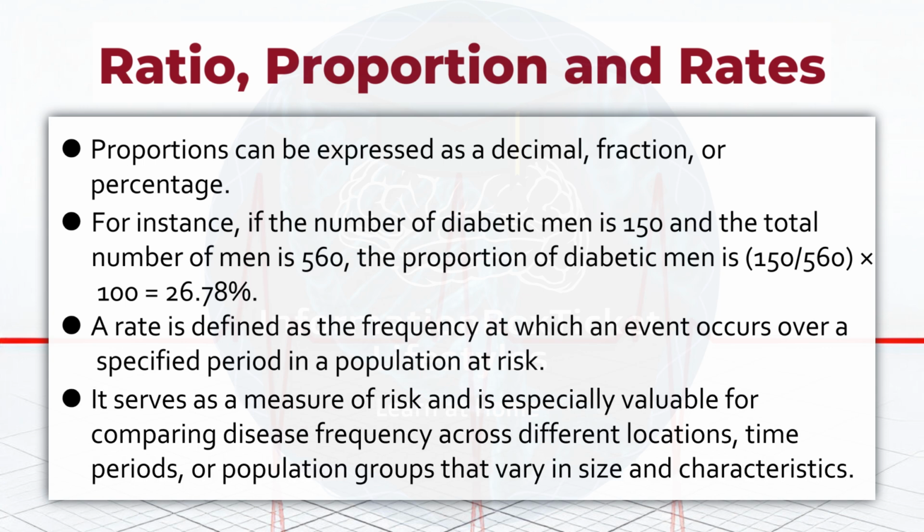A rate is defined as the frequency at which an event occurs over a specified period in a population at risk. It serves as a measure of risk and is especially valuable for comparing disease frequency across different locations, time periods, or population groups that vary in size and characteristics.